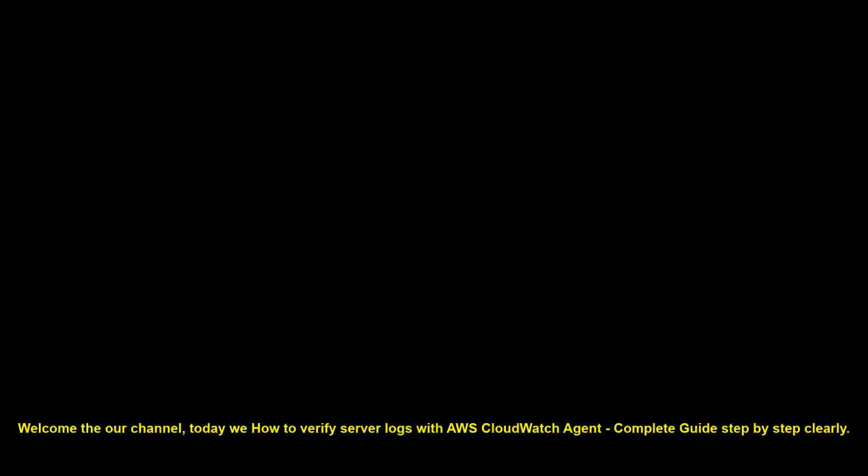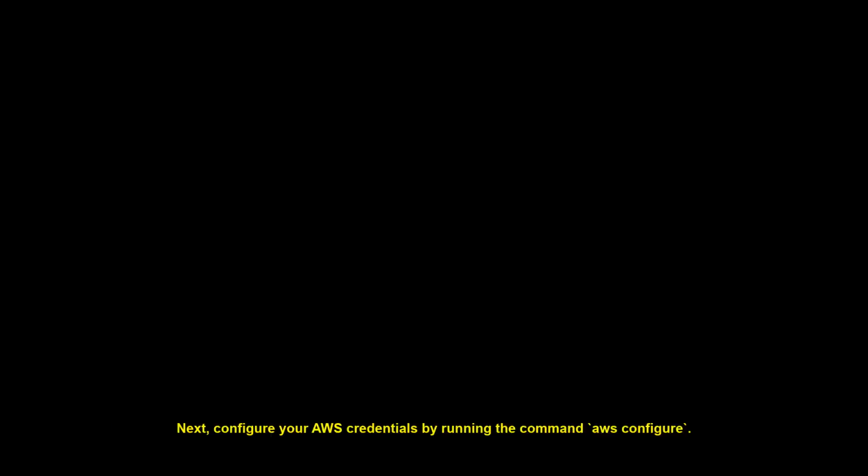To verify server logs with AWS CloudWatch Agent, first, ensure you have AWS CLI installed on your machine. Next, configure your AWS credentials by running the command aws configure. Input your AWS access key ID, secret access key, region, and desired output format.